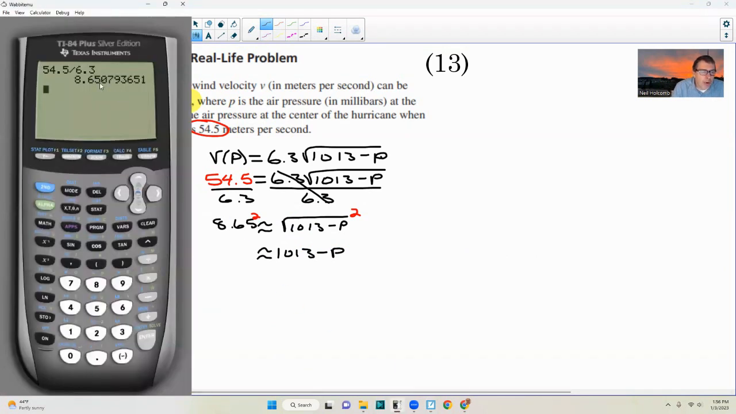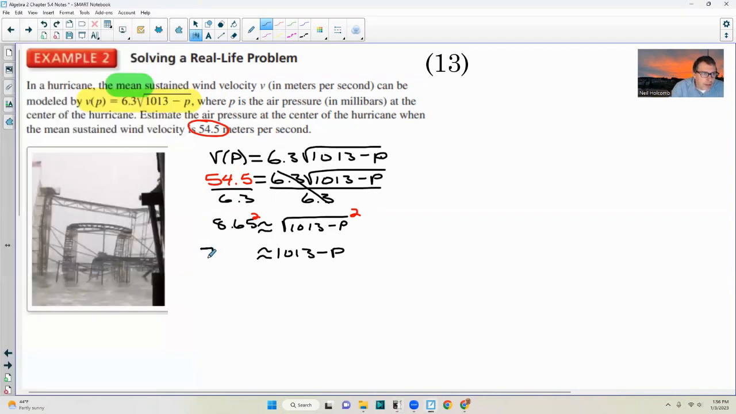Here's where I like to be more accurate than maybe the book might be. They might round and then square. It is more accurate to just simply square the number before rounding it. And I'm going to get 74.836, which is 74.84. I'm going to go out 2 decimal places. So it's 74.84.